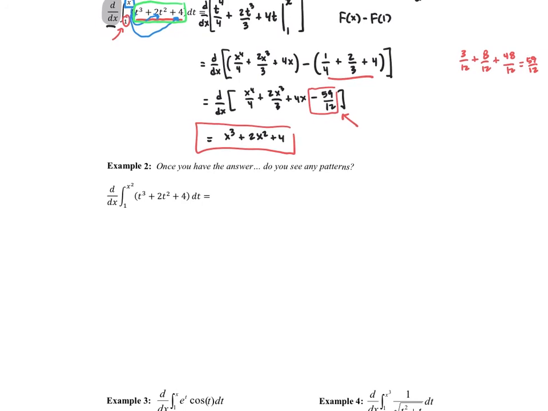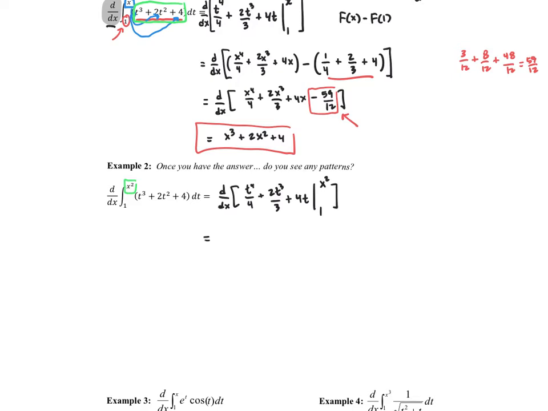Okay, so this is the exact same problem, except we've changed this function on the upper limit. It's now x squared instead of x. So we've got the same antiderivative: t to the fourth over 4 plus 2t cubed over 3 plus 4t. We're going to evaluate that from 1 to x squared, and then we're going to take its derivative after that.